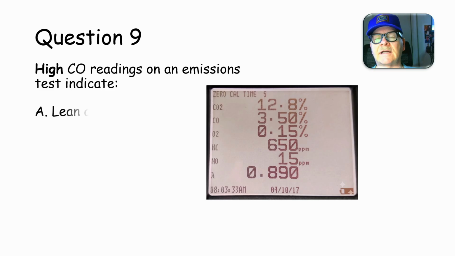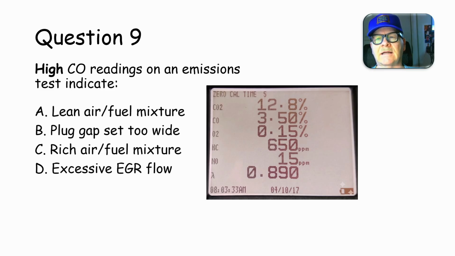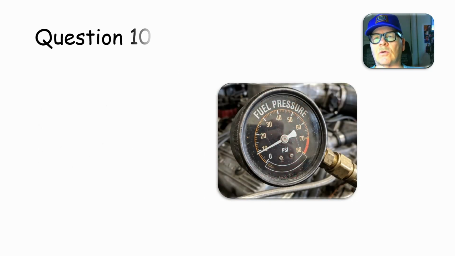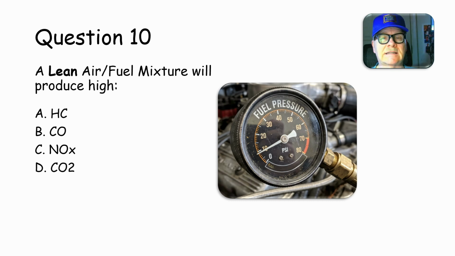Question 9. High CO readings on an emission test indicate A, lean air fuel mixture, B, plug gap set too wide, C, rich air fuel mixture, or D, excessive EGR flow. Question 10. A lean air fuel mixture will produce high HC, CO, NOx, or CO2.